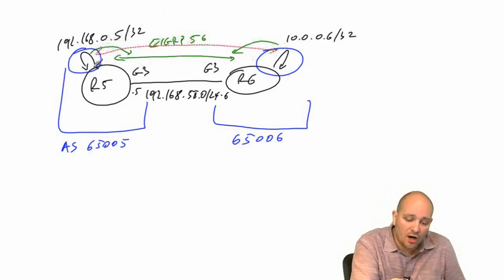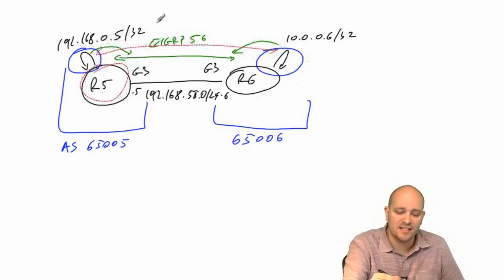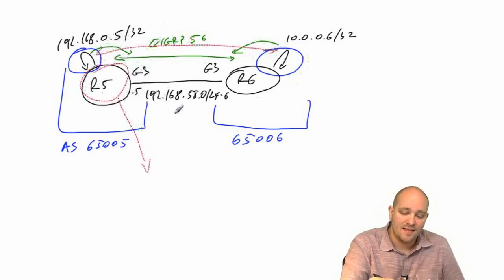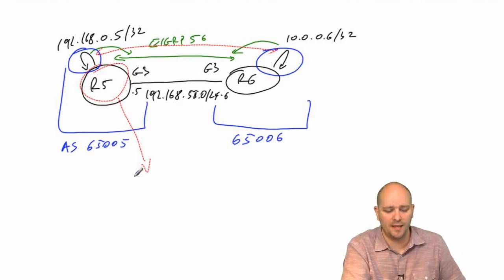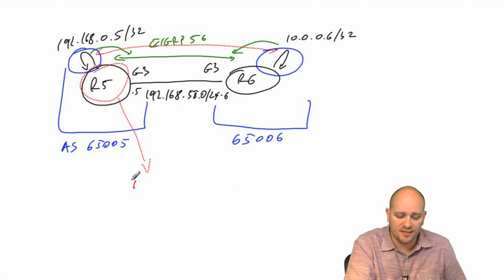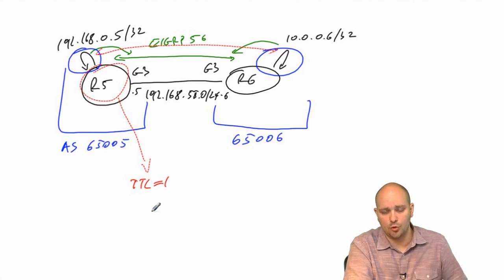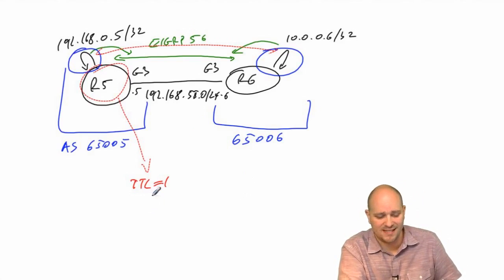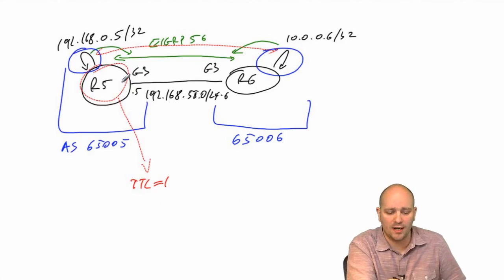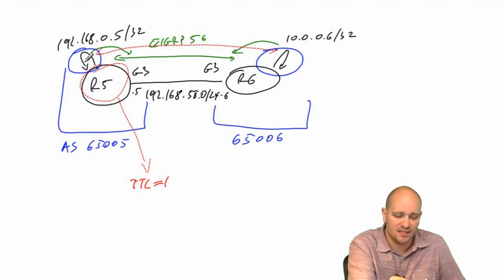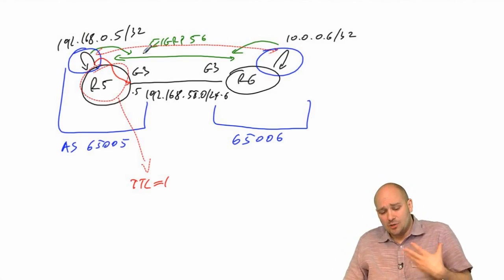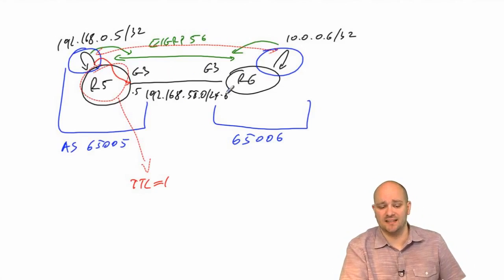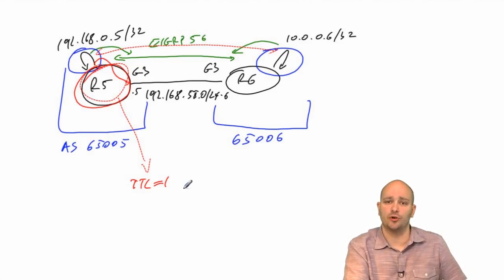Now, because R5 and R6 for that matter will expect directly connected neighbors, this TCP session will be attempted to be established with the TTL set to 1 on the IP packets. If the TTL is set to 1, it will never reach R6 because it needs to go from loopback to this interface, and TTL will be decremented at that point. So we cannot send the packet with TTL 0. R5 knows this, so it's not even going to attempt.